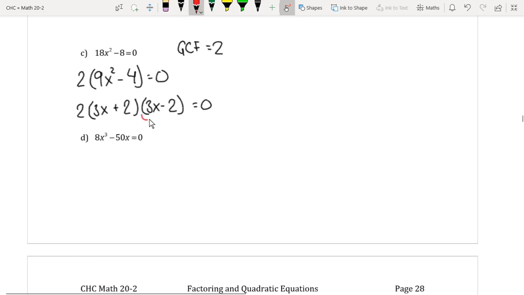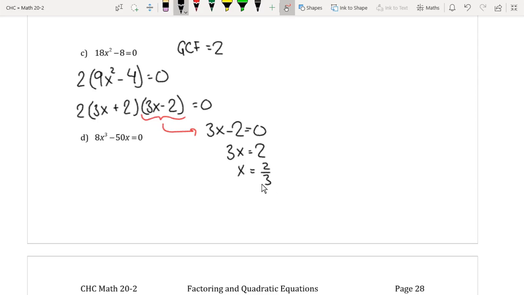And then to solve this, we pull out one of the binomials, 3x minus 2, and we set it to 0. And we solve it for x, so we can add 2 to both sides. Then we divide by 3 on both sides, so we're going to get x equals 2/3. Now, if we do the same thing for the first binomial here, we're going to get x equals negative 2/3. So here the roots are going to be x equals plus or minus 2/3.